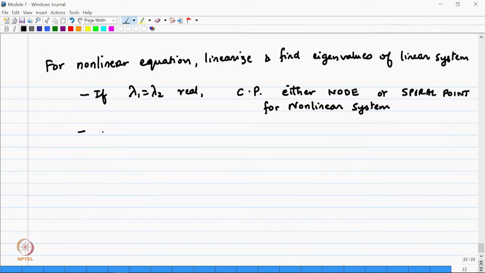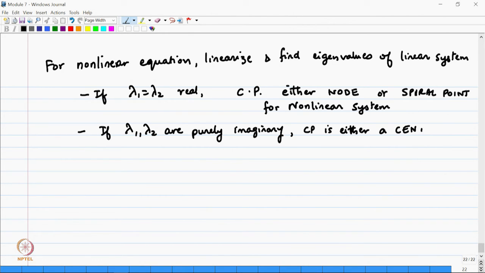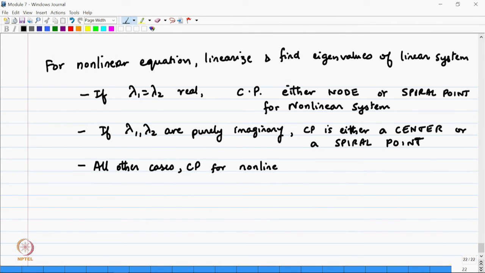The next thing is, if lambda 1 and lambda 2 are purely imaginary, then the critical point is either a center or a spiral point. So, for the linear case, the critical point was purely a center, but for the nonlinear case, if these two eigenvalues are purely imaginary, then it can be either a center or a spiral point. And the third case is all other cases: critical points for the nonlinear system are the same as those for the linear system.